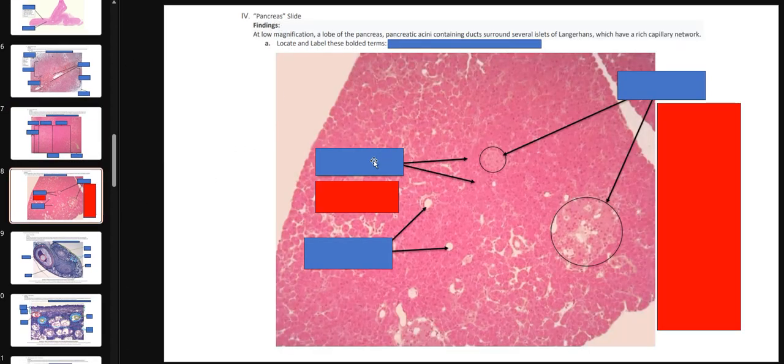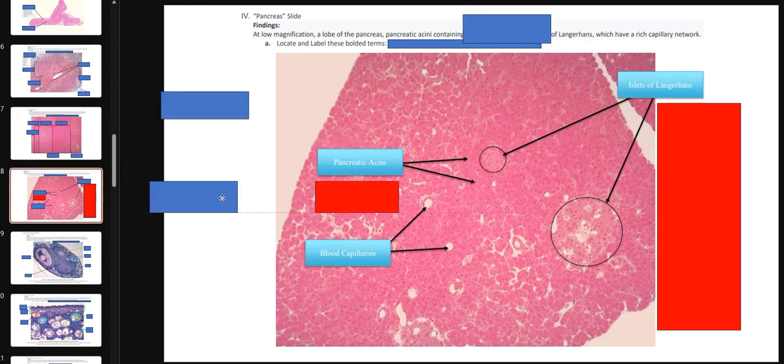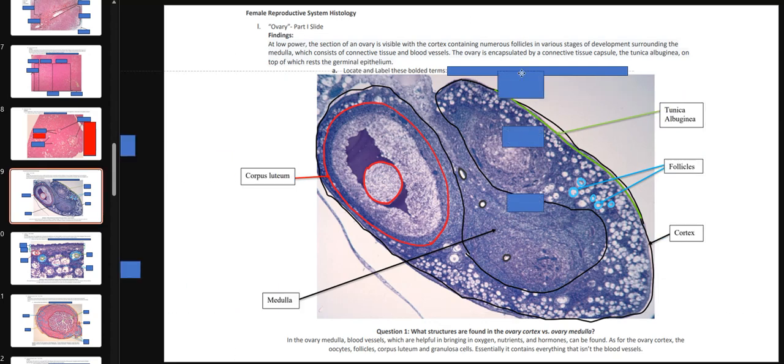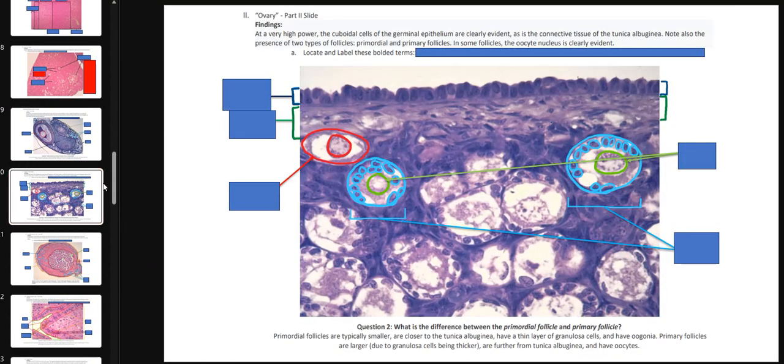Pancreas slide, pancreatic acini, islets of Langerhans, and capillaries, but in this case it's going to show blood capillaries. Female reproductive system, so corpus luteum, medulla, cortex, follicles, tunica albuginea, follicles, cortex. Ovary slide part 2. We have primary follicles, primordial follicles, oocyte nuclei, tunica albuginea, and germinal epithelium.